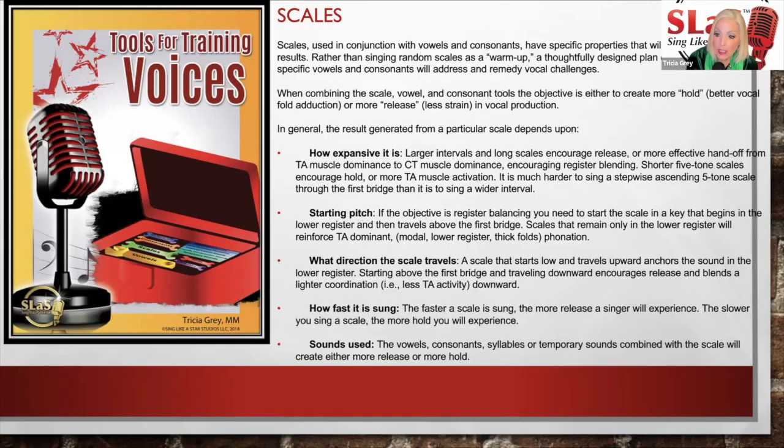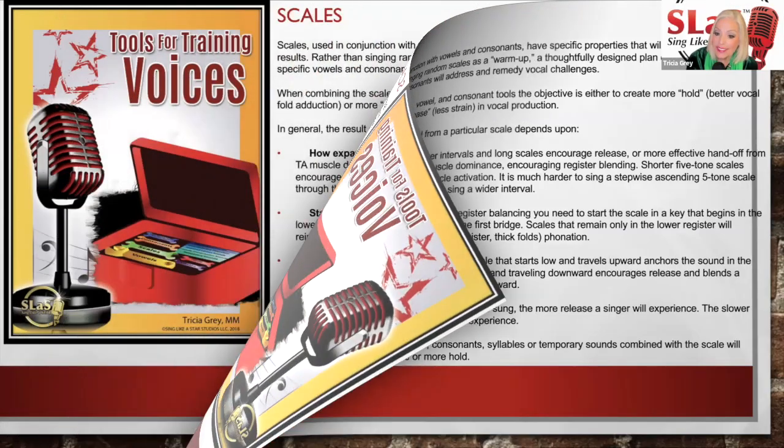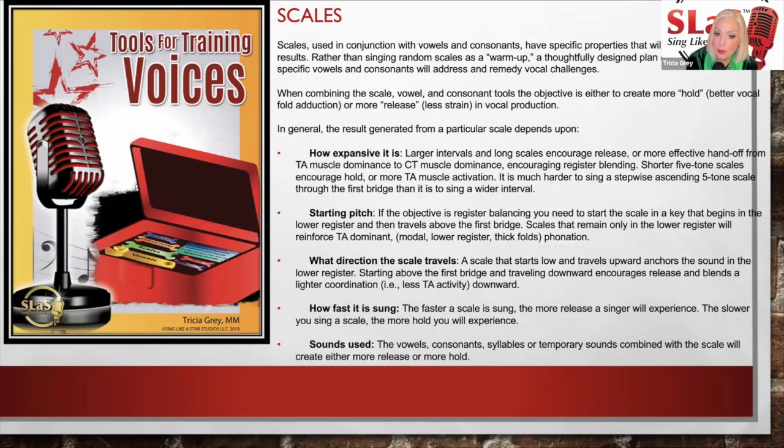It's much harder to sing a stepwise ascending 5-tone scale through the first bridge than it is to sing a wider interval. The result can also depend on the starting pitch. If the objective is register balancing, you need to start the scale in a key that begins in the lower register and then travels above the first bridge. Scales that remain only in the lower register will reinforce TA dominant, modal, lower register, thick folds, phonation.